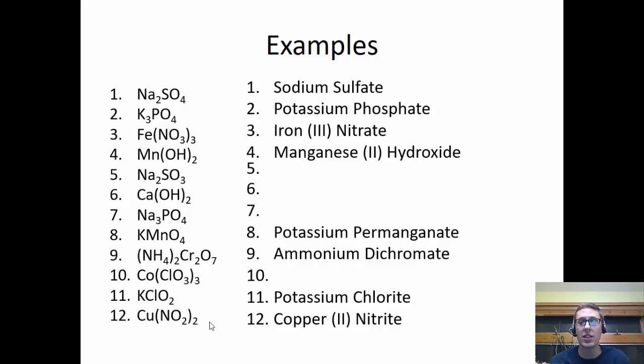So, practice these. If you have any questions about these, make sure you write them down and bring them in so we can practice this, because we're going to move on to covalents and acids, guys. So make sure you're getting this down and practicing these. That's the best way to get good at these, is just practice.